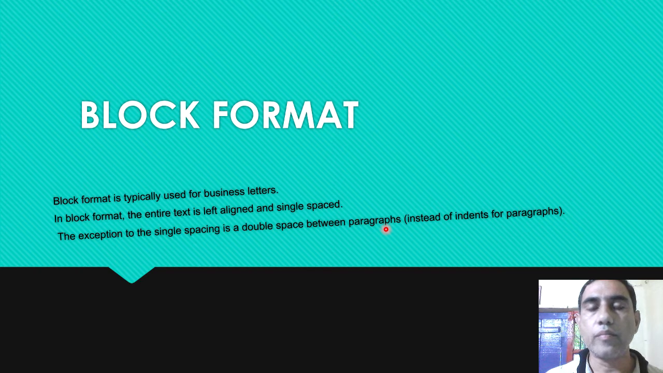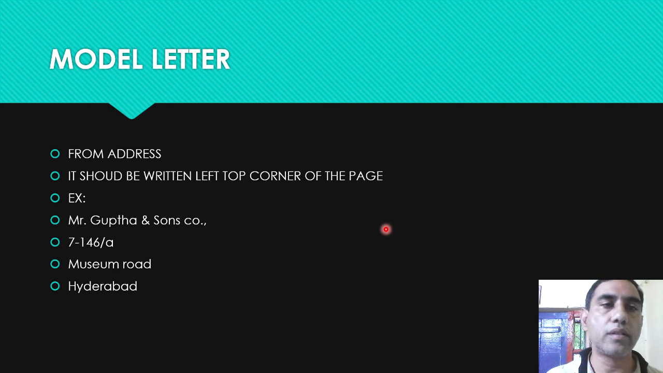Usually, each and every letter has 6 parts. We have already discussed them in our previous class. They are heading and date, from address, to address, salutation or greeting, body of the letter, and leave taking, finally signature. In the same way, a business letter also has 6 parts. Let us check all these parts and where we should write them in block format. Let me give a model letter.